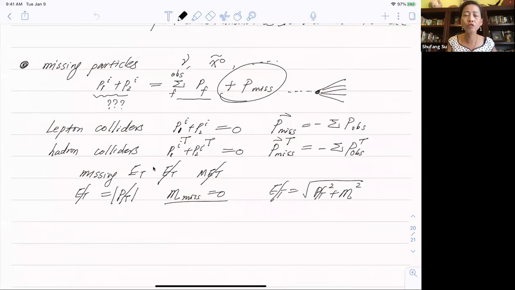Okay, to answer your questions. Yeah, because we mostly accelerate that around the Z direction. So even if there's a little bit of transverse energy inside the protons, it's negligible. To a good approximation, yes, you can fairly safely assume the initial transverse momentum is exactly zero.